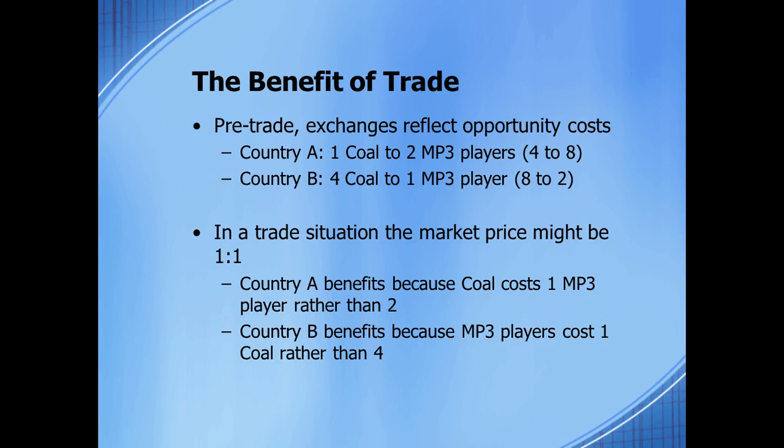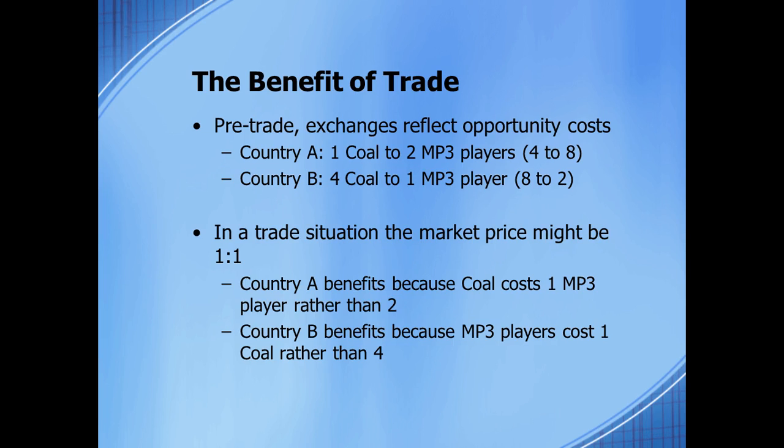So country A benefits because the coal costs 1 unit of MP3 players rather than 2 units. So A would therefore put its resources into manufacturing the MP3 players and use these then to purchase the coal, and country B buys the MP3 players. Country B benefits because MP3 players cost 1 unit of coal rather than 4.